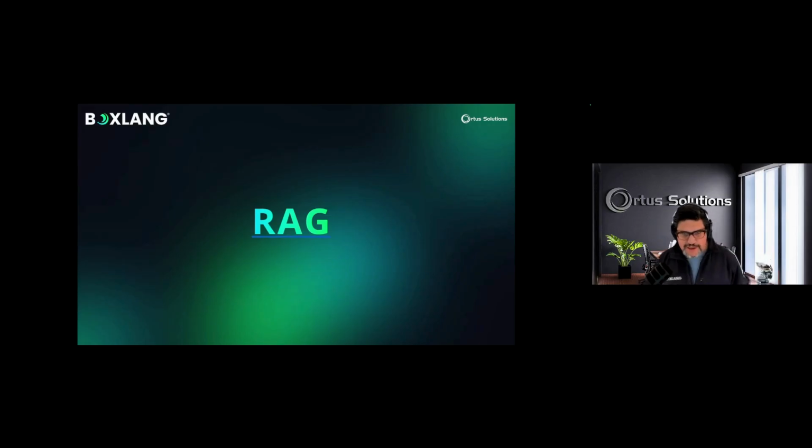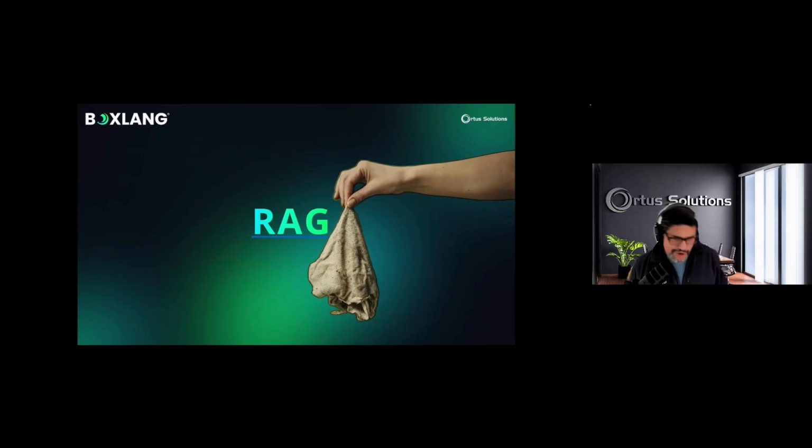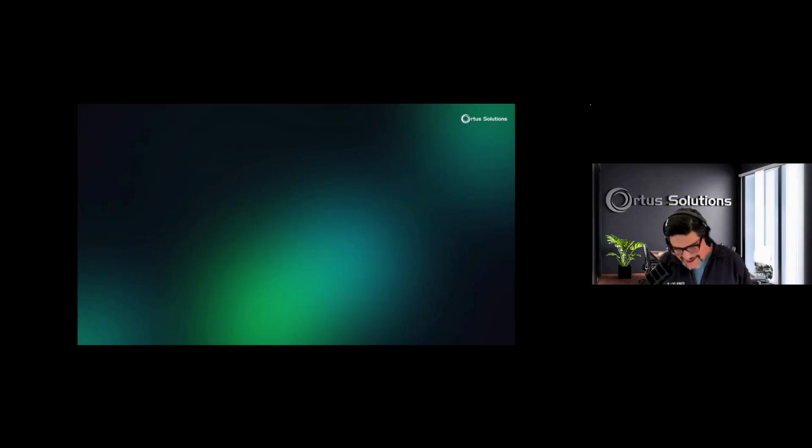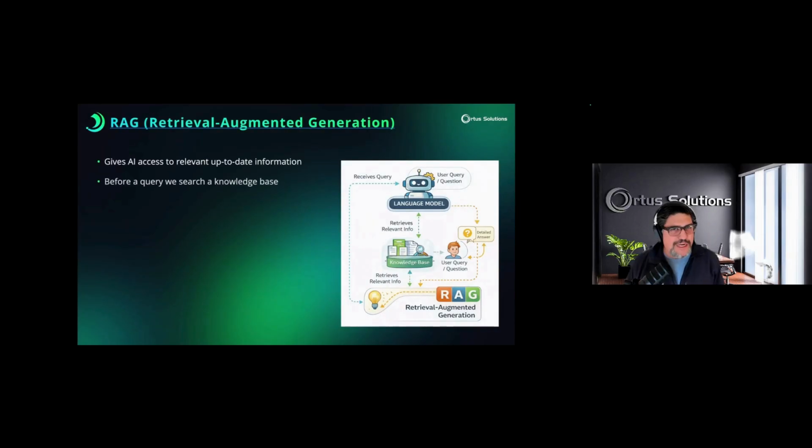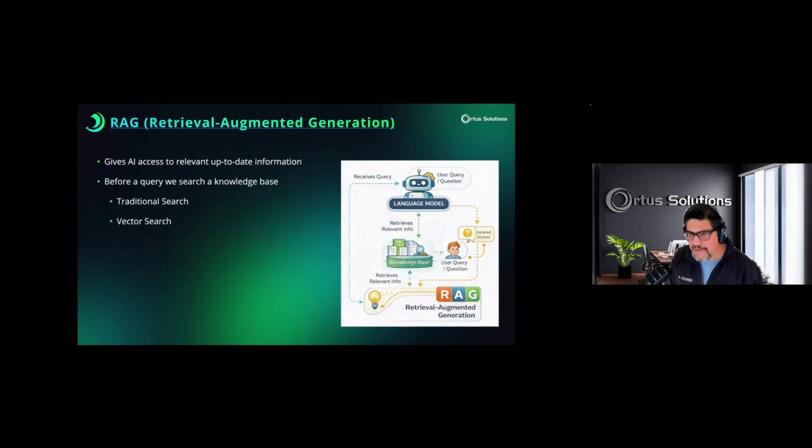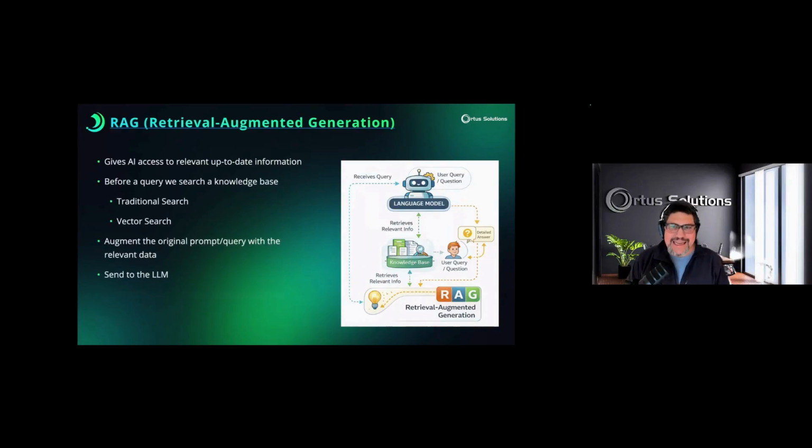Another word that you're going to start seeing, a buzzword that you see left and right being thrown everywhere, is RAG. And for me, I always think of a dirty rag. But it's not a dirty rag. It's basically Retrieval-Augmented Generation. And all it means is it gives AI access to relevant, up-to-date information. The LLM has been trained, like I said, on massive amounts of information, but it doesn't know real-time information. So somebody has to provide it.